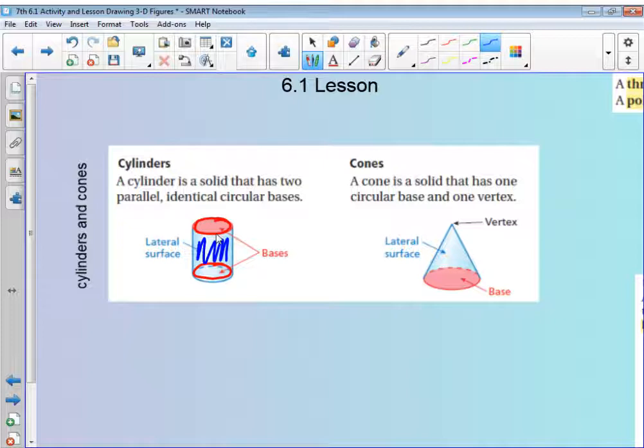A cone, on the other hand, is a solid that has only one circular base, and then it has a vertex or a point that it comes up to. And we'll actually be using some formulas later in this chapter to be able to find the surface area as well as volume of a cone, okay?